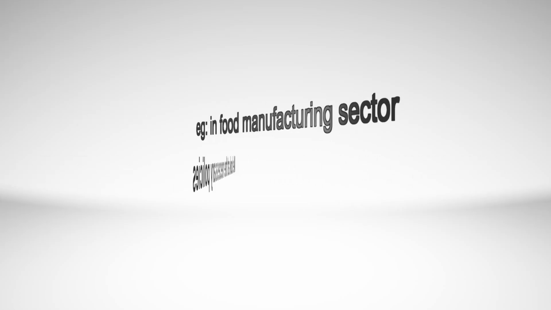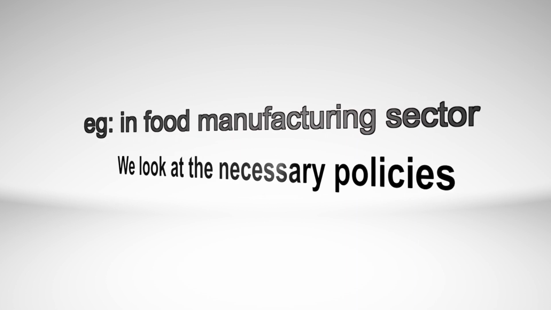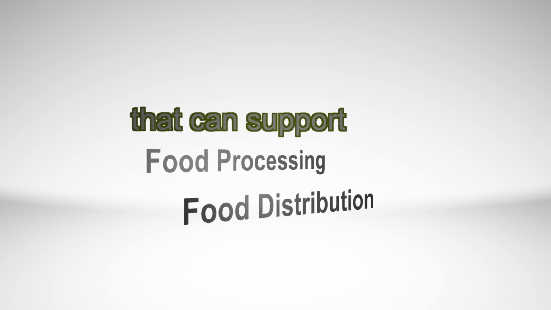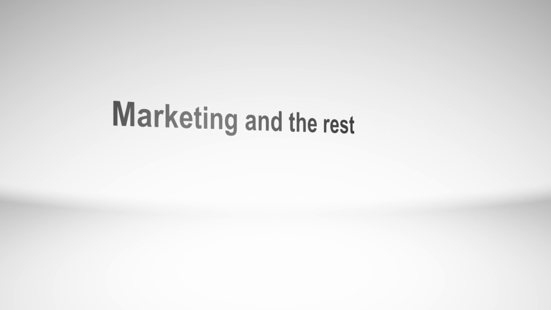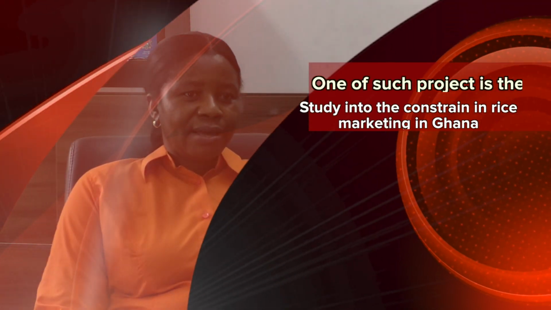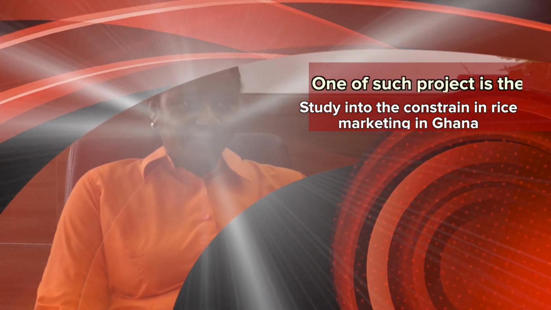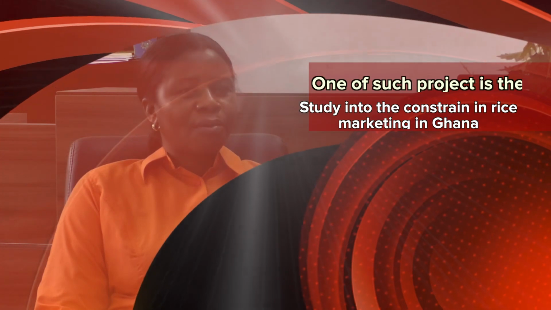sector. So if it has to do with, say, the food manufacturing sector, for example, we want to see to it that we have the necessary policies in place that can support food processing, food distribution, marketing, and all that. As an example, we did a study to understand the constraints to rice marketing in Ghana. So we did a survey to understand what consumers want and what traders want to sell, the type of rice they want to sell.